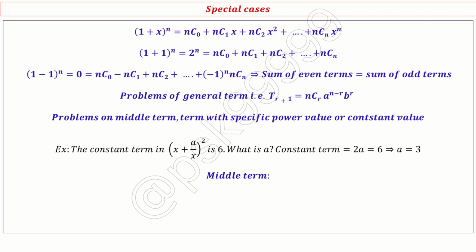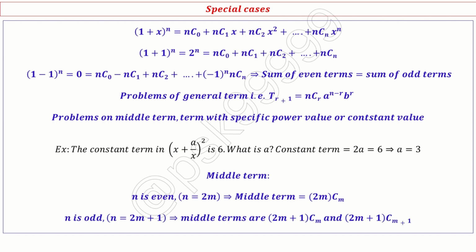Middle term, of course: if n is even, you will have odd number of terms, so your middle term is 2mCm. If n is odd, then you will have two middle terms, 2m+1Cm and 2m+1Cm+1. These two are the middle term coefficients. I wrote coefficients, but you can write the terms there. Such problems you are going to get. Let's do one or two more critical problems, and then we'll wrap up this class.